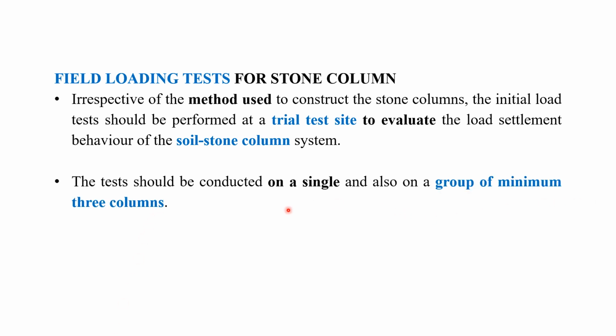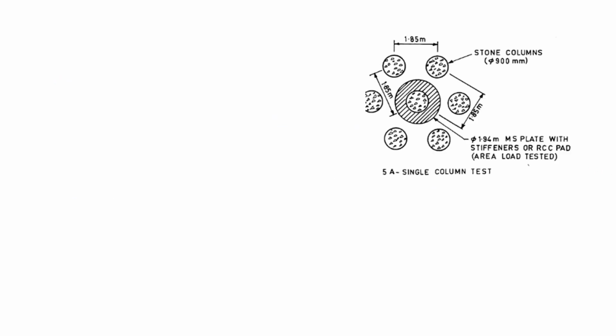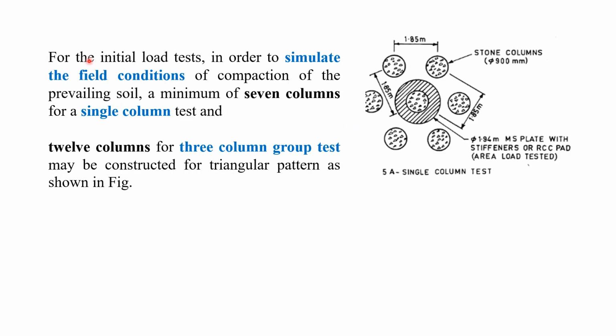So next we can see the test to be conducted on a single and also on a group of minimum 3 columns. So both we can consider. Either we can test on a single column or on 3 columns. For the initial load test, in order to simulate the field condition of the compaction of the prevailing soil, a minimum of 7 columns for a single column test.